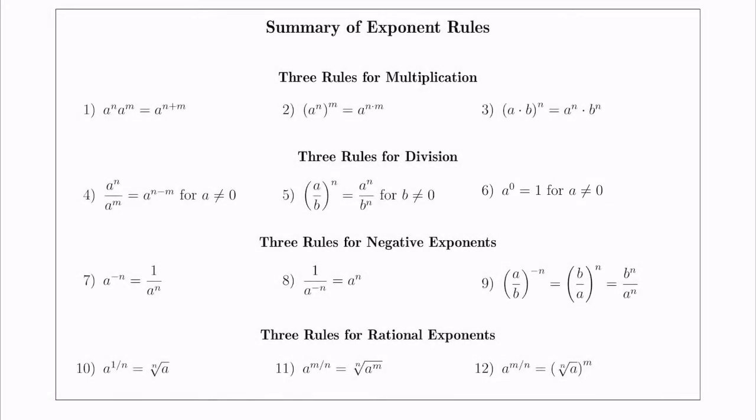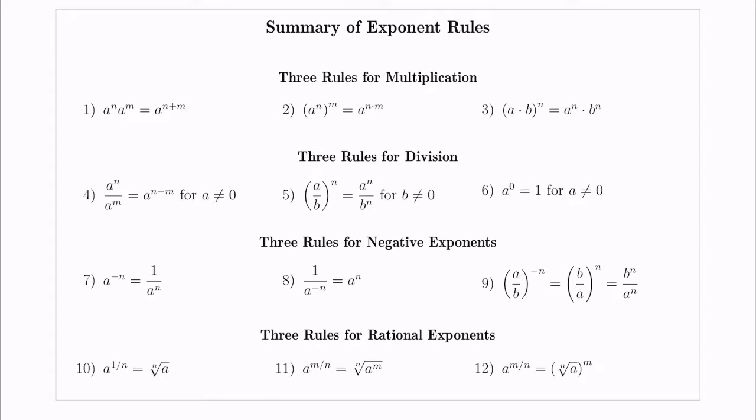It is important to recognize for all 3 of these division rules, we cannot have 0 in the denominator of any fraction. So for the first rule, a could not be 0 because we'd have 0 in the denominator. For the second rule, b could not be 0 because we'd have 0 in the denominator. And in the third division rule, rule 6 by what we have on the paper, we cannot evaluate 0 to the 0 and call it equal to 1.